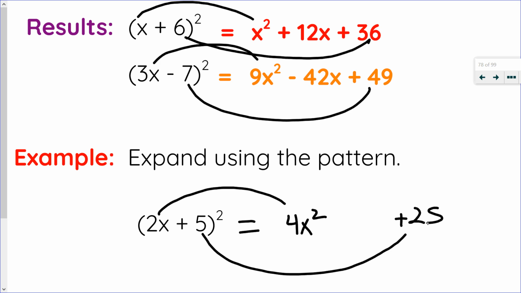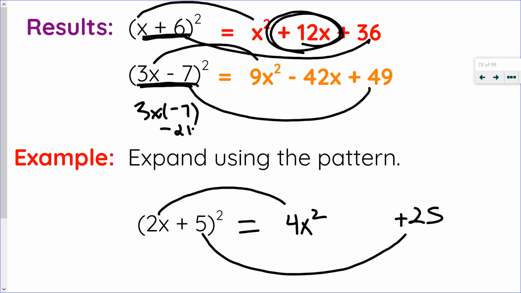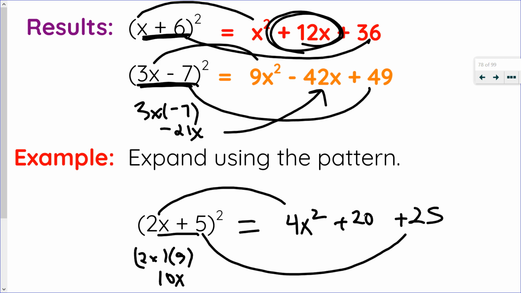And then that middle term is double. So see how I have x times 6, doubled is 12x. Here, 3x times negative 7 is negative 21x, but it doubles to be negative 42x. I'm going to do the same thing here. So these two numbers multiplied together, 2x multiplied by 5 is 10x, but I'm going to double because I know I have two middle terms. So that is the pattern that I can use to expand it.